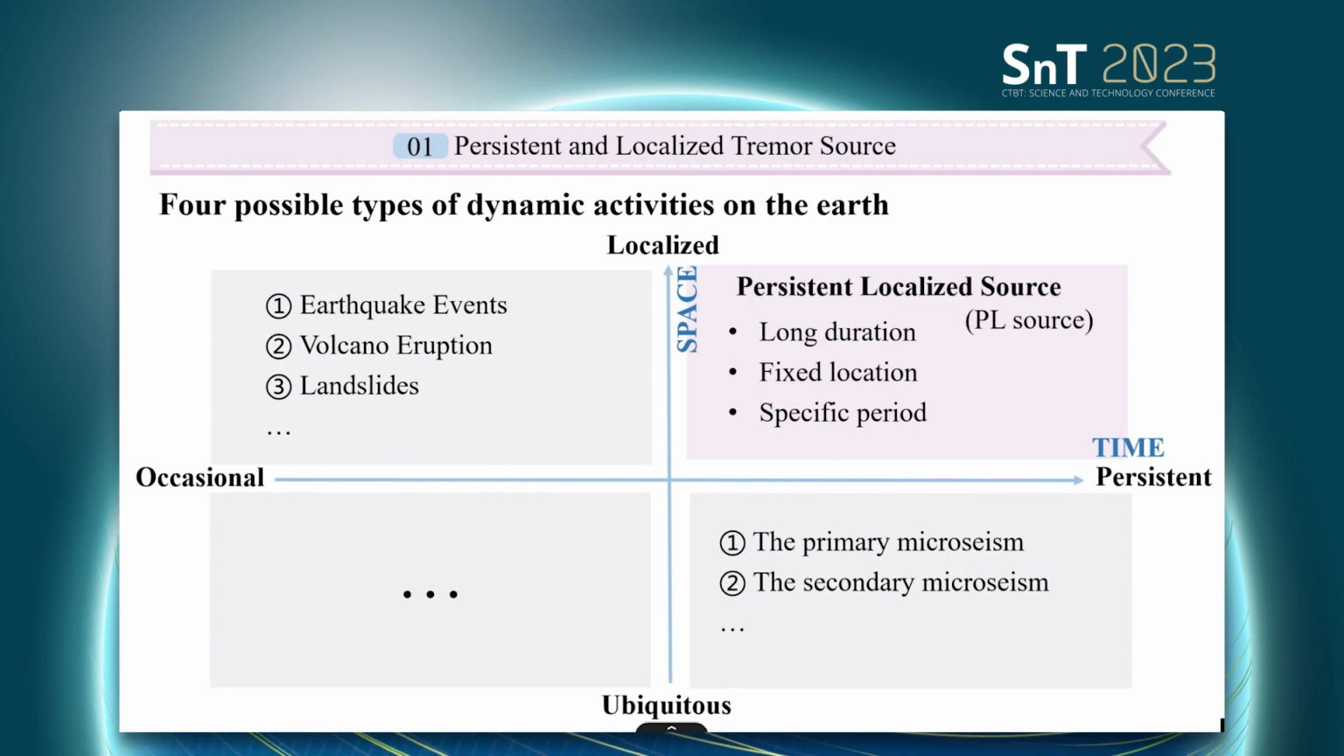On the contrary, microseisms, we can see them anywhere and every time, so we can call them ubiquitous and persistent sources. The ubiquitous and occasional source still needs to be clarified. And the last one is our target, the persistent and localized source, for short PL source. They usually have long duration, fixed location, and specific period, but their generation mechanisms are still enigmatic.